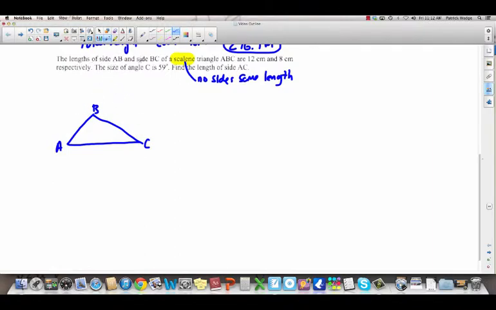The lengths of side AB and BC are 12 and 8 respectively. You know what that means respectively? It means the order that they're listed, AB and BC, is the order that the numbers are given. So AB is 12 and BC is 8. And we also know angle C is 59 degrees. And what we need to do is find the length of AC. We need this entire length down here, all of that.